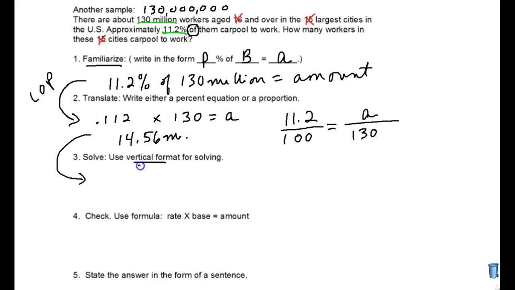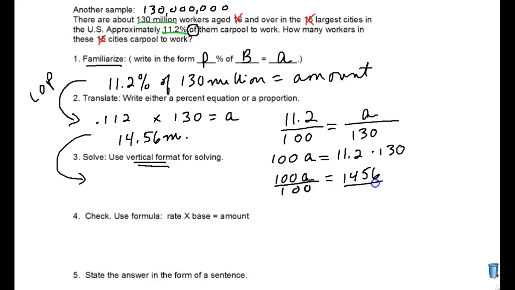I'll use the vertical format, multiply diagonally 100 times A, and 11.2 times 130. Do my cross products equation. 11.2 times 130 is 1,456. So now I have a little equation. When something's multiplied, you know you divide it. So I'll divide both sides by 100, and I get 14.56 like we got on the other one.